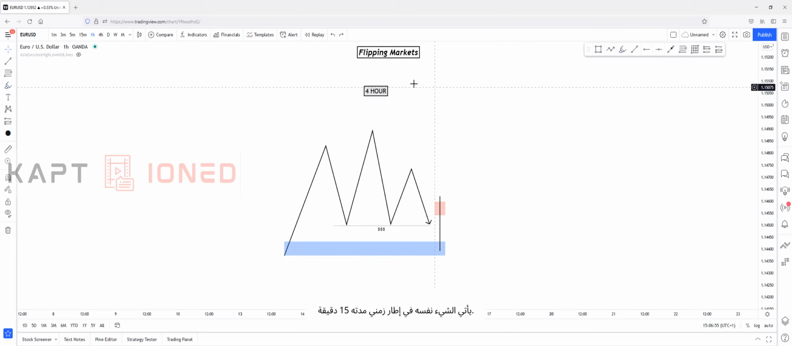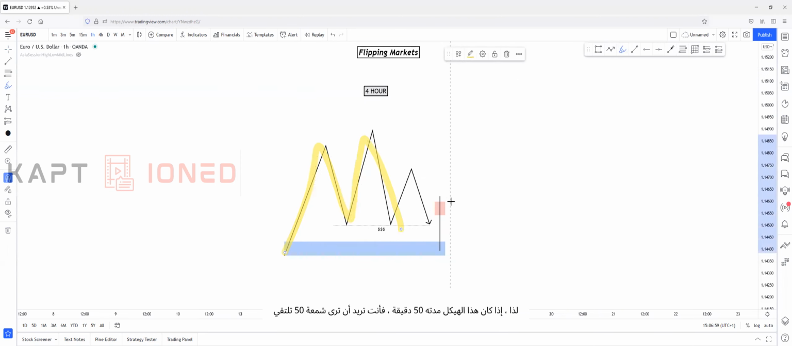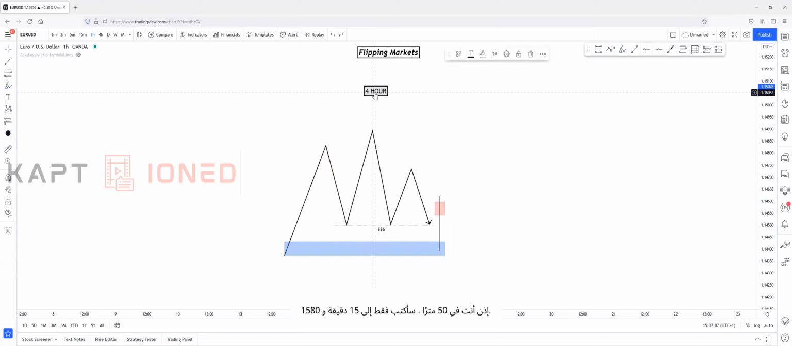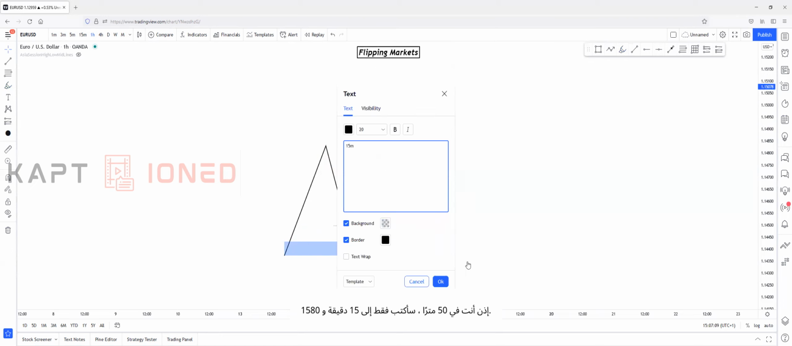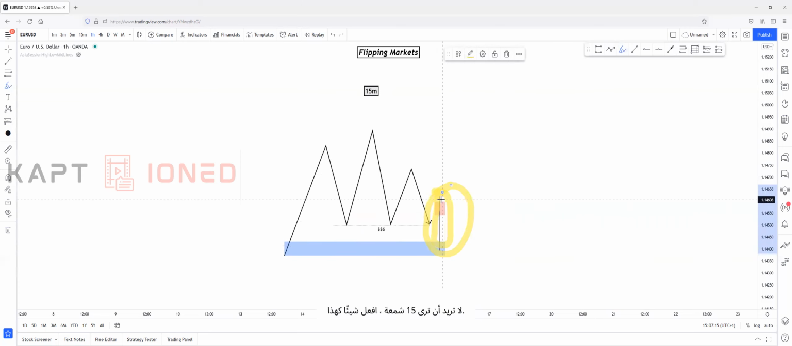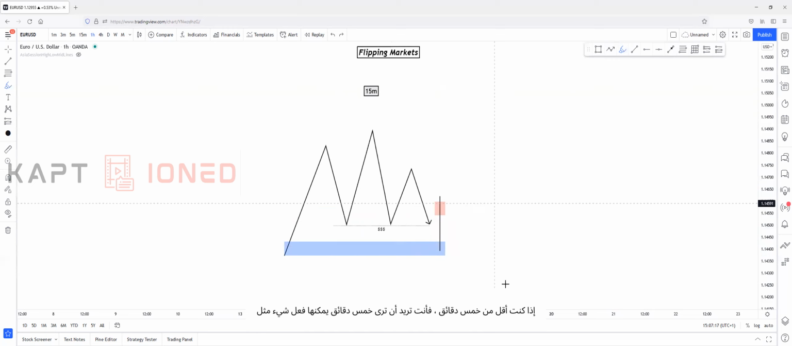But the same concept goes for the 15-minute time frame. So if this is a 15-minute structure, then you will want to see a 15-minute candle and wick do something like this. So you are on the 15-minute, I will just write it down. And on the 15-minute, you want to see a 15-minute candle do something like this. If you are on the 5-minute, you want to see a 5-minute candle do something like this. If you are on the 1-minute, you want to see a 1-minute candle do something like this.